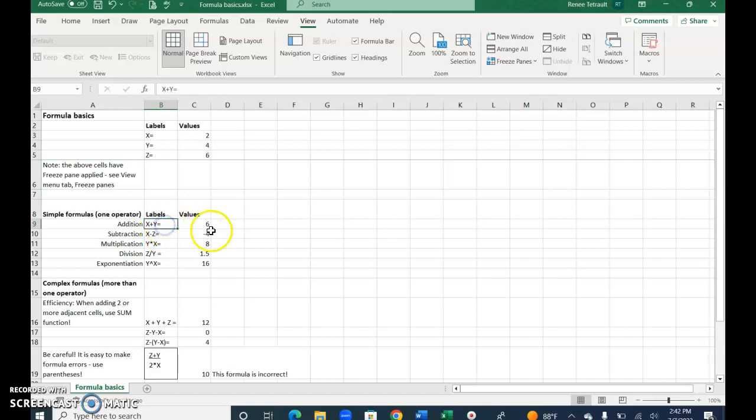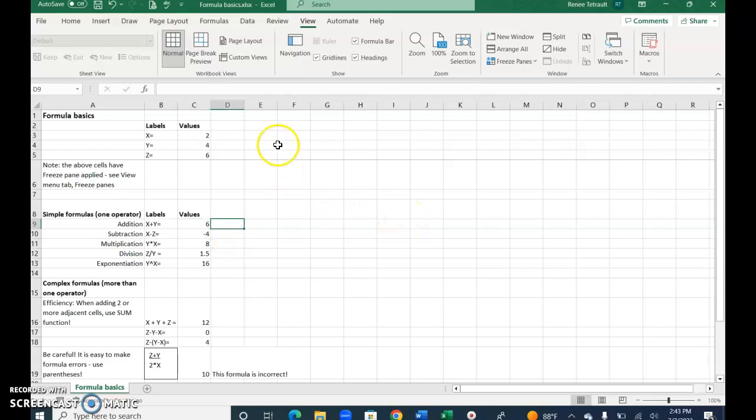So what we're going to do here is look at operators: addition, subtraction, multiplication, division, and exponents. Up here are the values, there's a label. X will be represented with the value of 2, Y will be 4, and Z will be 6. Now I have the answer here, X plus Y, 2 plus 4 is 6. And instead of typing in the numbers, you're typing in the cell location. So it's actually C3 plus C4.